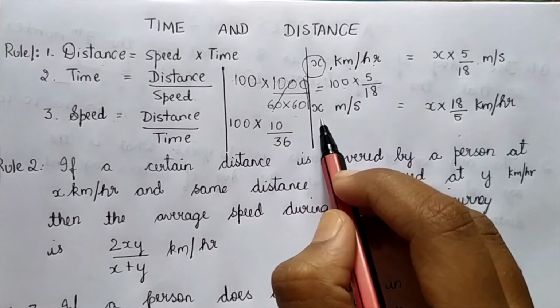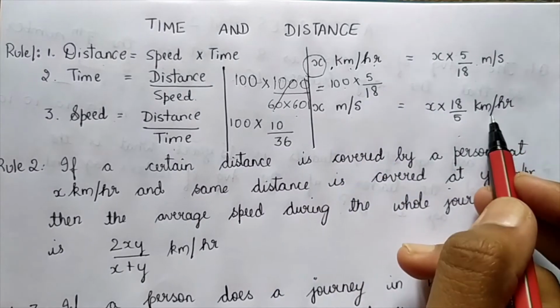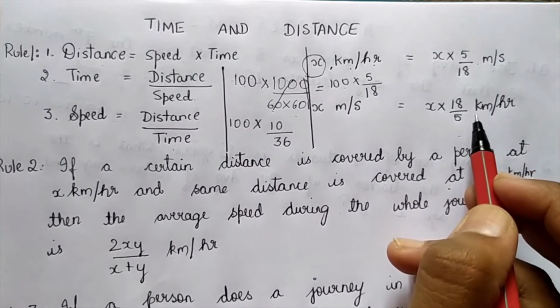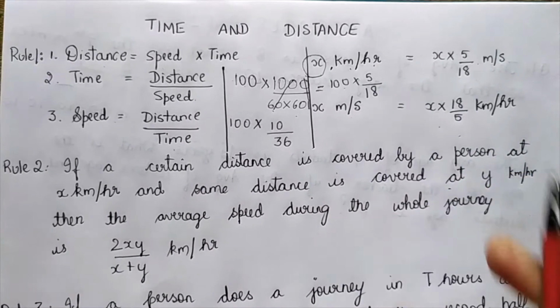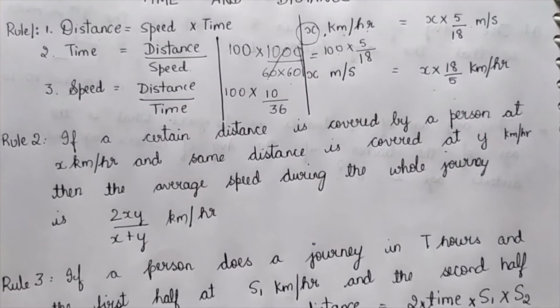Suppose it is given in meters per second, we have to convert to kilometer per hour. Then we'll just multiply by 18 by 5. Keeping all this in mind, we'll move to the next rule.